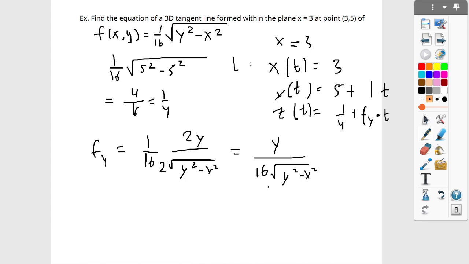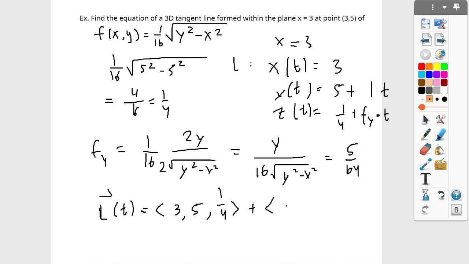So what will this give you? Well, we already established that when you put 3 and 5 down here, that's 64. That's 4. So 4 times 16, 64. So what you'll get is 5 over 64. So what you get for the equation of the line, r, or L of t, I could say L of t like this, is equal to 3, 5, and 1/4, and add that to 0, 1, and 5 over 64 times t. Or you could put t at the beginning as well. And that's your equation of your 3D tangent line right there.